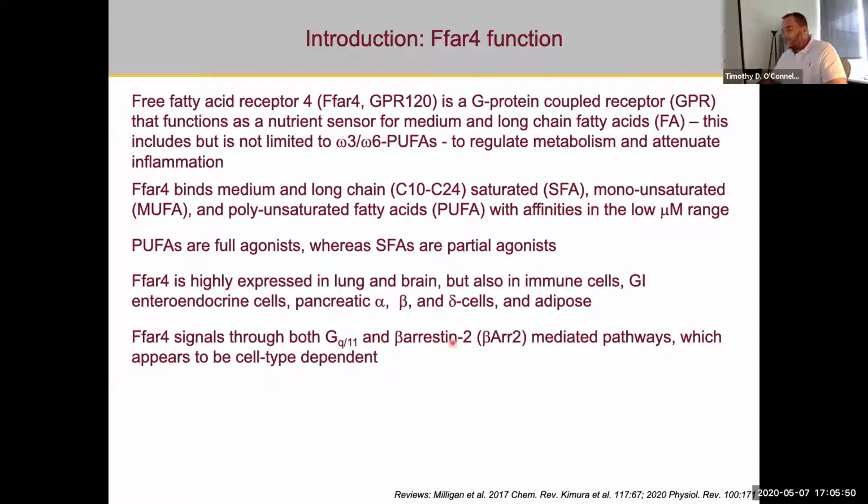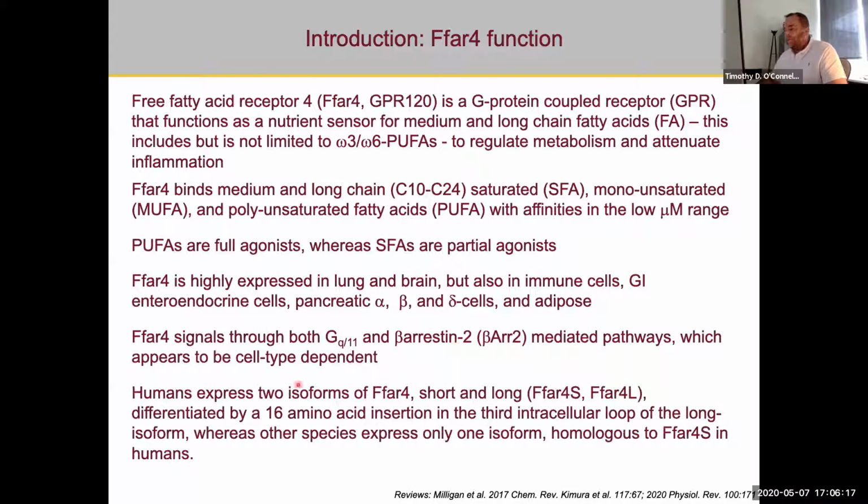But it's also been shown that the receptor can signal through arrestin-mediated pathways, specifically through beta-arrestin-2. And Jaroslavsky's group has suggested that this could be cell type specific. For instance, they showed that in adipocytes, FFAR4 activates Gq to increase GLUT4 expression on the surface of the cell, whereas in macrophages, FFAR4 signals through arrestin-mediated pathways to induce an anti-inflammatory or M2-like phenotype.